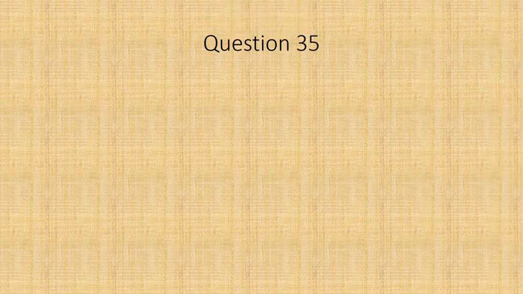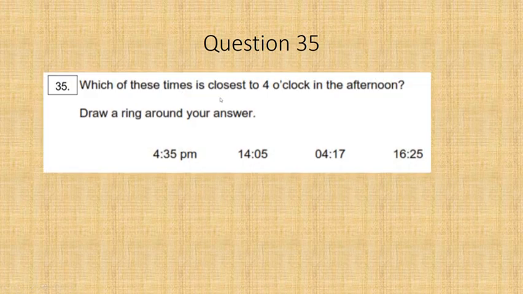Let's go to question number 35. Here, which of these times is closest to 4 o'clock in the afternoon? Draw a ring around your answer. So first of all, I have to figure out how many minutes and hours away each of these times is from 4 o'clock. So I will just start with the first one here.